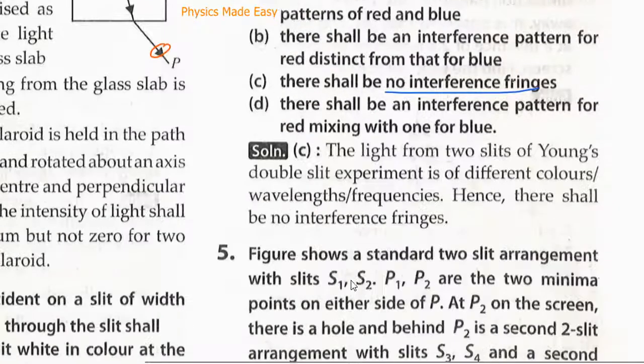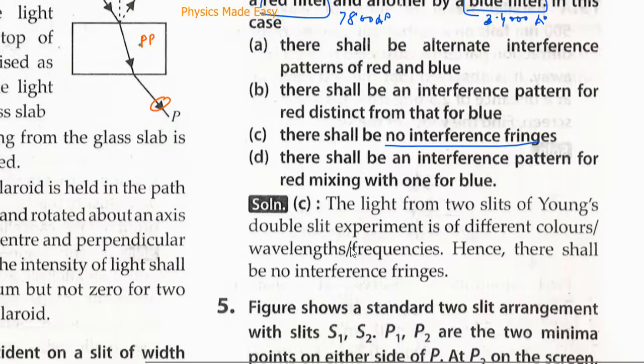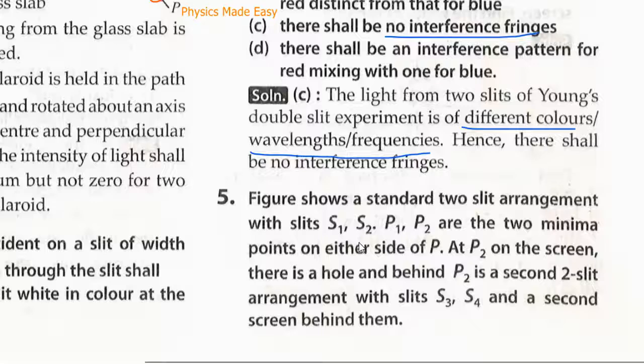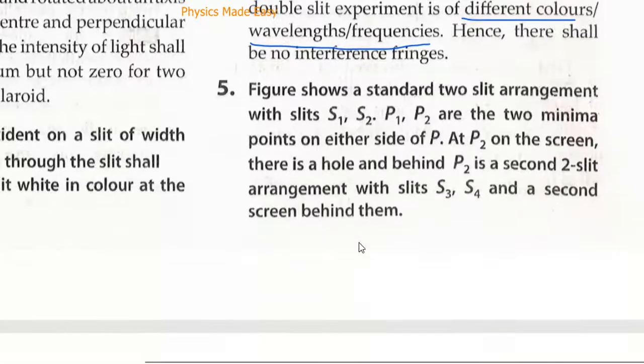Answer C is correct. Because for sustained interference, we need coherent sources. And coherent sources are the sources which have the same wavelength or frequency. Their different frequencies ensure that the sources are incoherent. If sources are incoherent, frequencies are different, it means an interference pattern cannot be observed. Now let us see the next question.